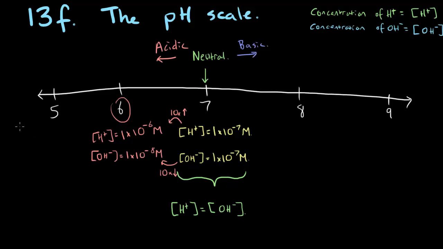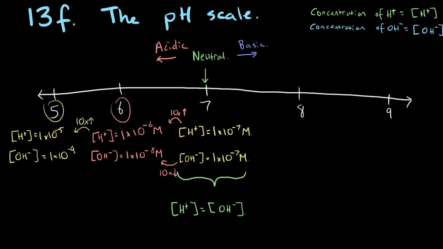If we go to pH 5, the same pattern is going to happen. We have concentration of H+, this time will be 1 times 10 to the power of -5, which is a 10 times increase, and our concentration of OH- is 10 times more dilute, 1 times 10 to the power of -9 moles per litre.